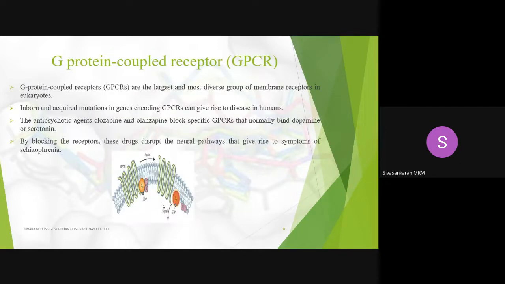The next is G protein coupled receptors, which are the largest and most diverse group of membrane receptors in eukaryotes. Acquired mutations in genes encoding GPCRs can give rise to disease in humans. Antipsychotic agents like clozapine and olanzapine block the specific GPCRs that normally bind dopamine or serotonin. By blocking the receptor, they disrupt the neural pathways that give rise to the symptoms of diseases like schizophrenia. So different types of diseases can be cured by targeting G protein coupled receptors.